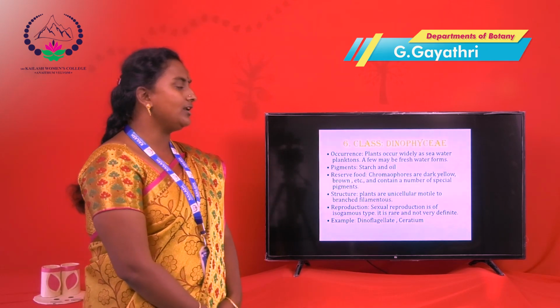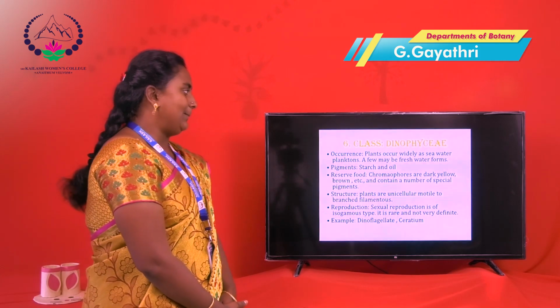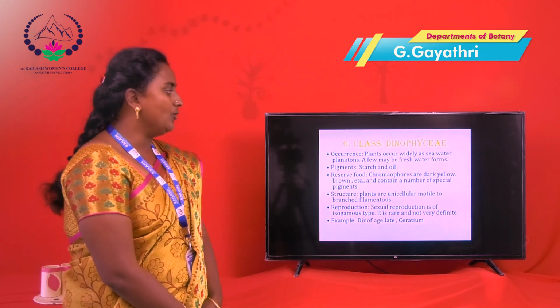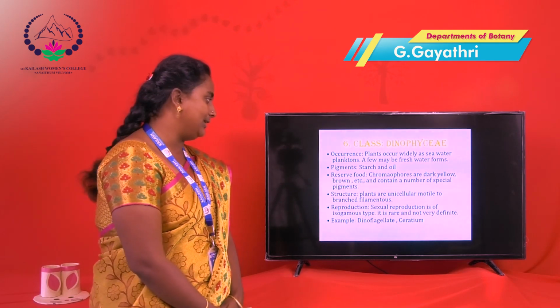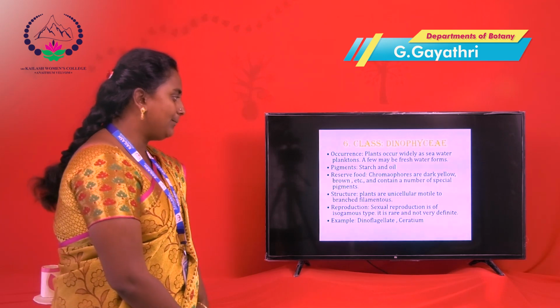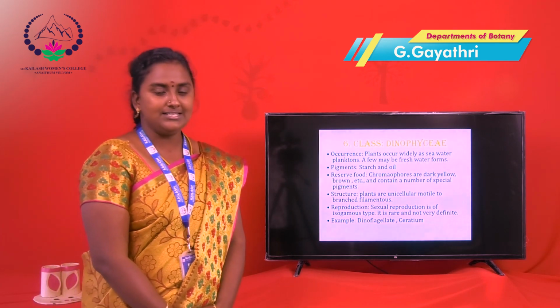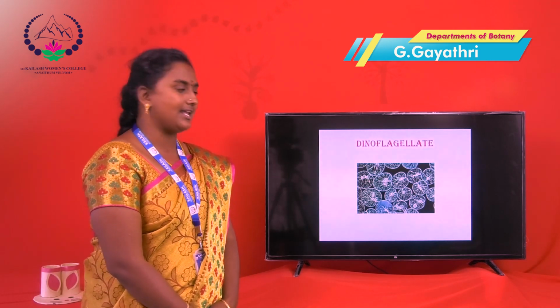The next class is Dinophyceae. Occurrence: the algae are mostly seawater but few are freshwater. Pigments like dark yellow and brown color pigments. Reserve food materials like starch and oil. Structure is unicellular to branched filaments. Reproduction is rare, often isogamous. Example is dinoflagellate and Ceratium.